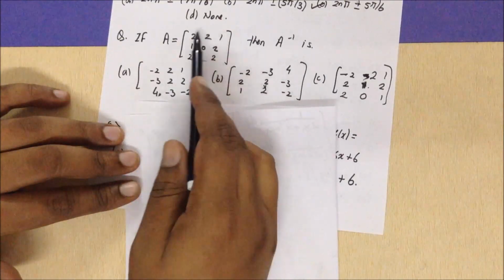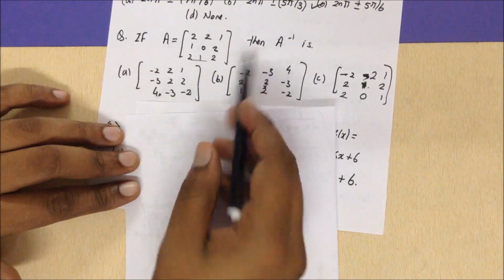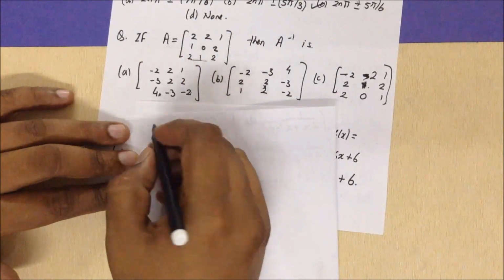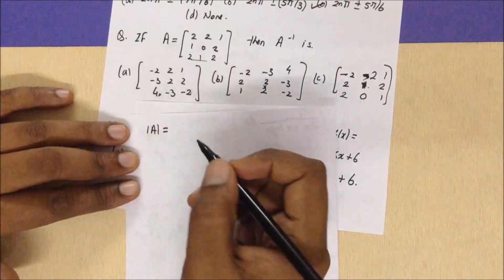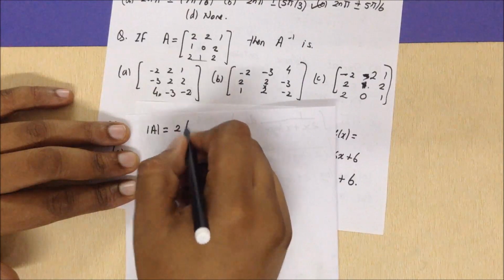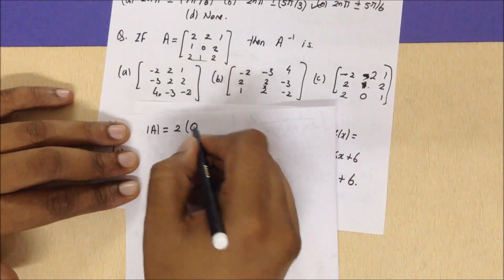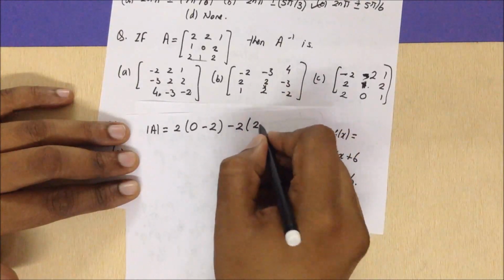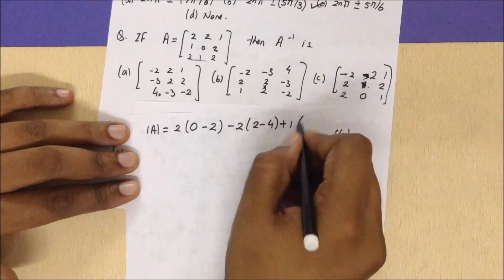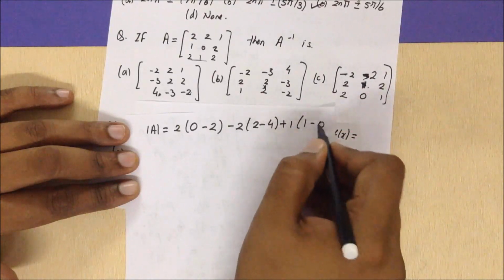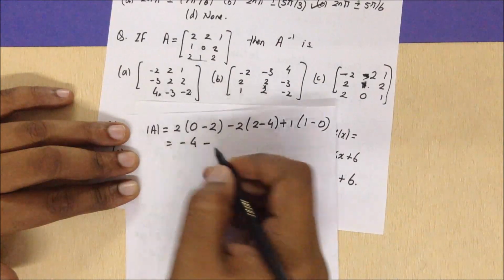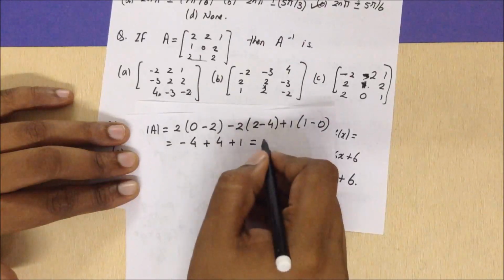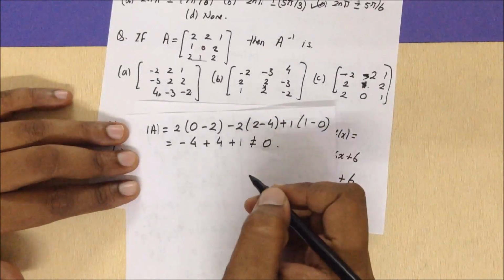Moving to the next one, we have been given this particular matrix and I need to find my A inverse. So first thing what I need to do is first I have to find whether it's going to exist or not. So let's find the determinant. So determinant is going to be 2 into 0 into 2. So that's a 0 minus 2 into a 2 minus 4 plus 1 into, it's going to be 1 minus 0. So that's going to be minus 4. This is going to be plus 4 and plus 1. So it's not equal to 0. So basically it's going to exist.